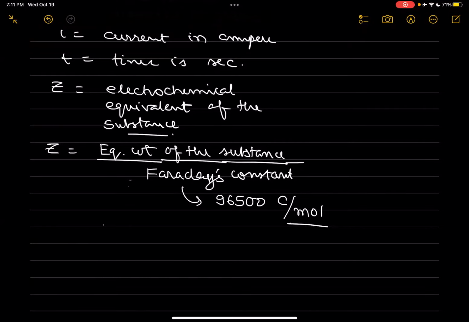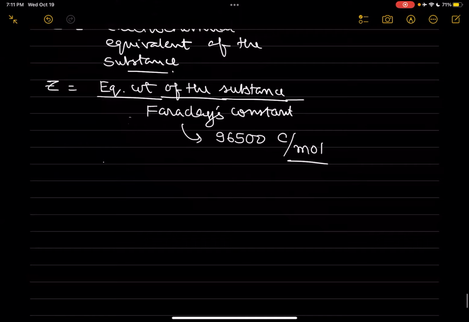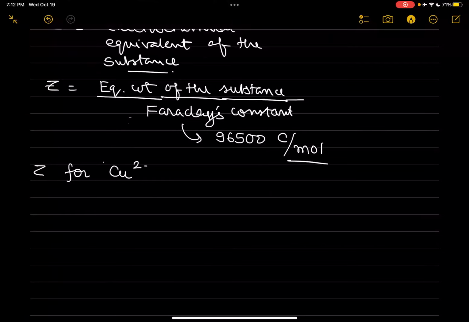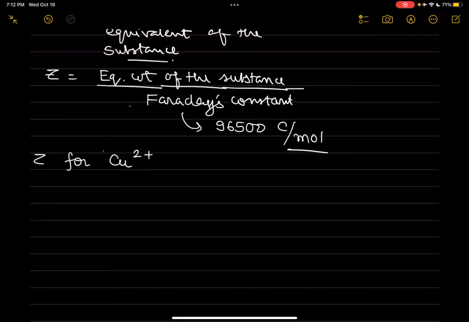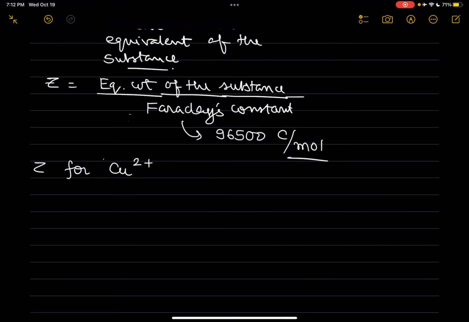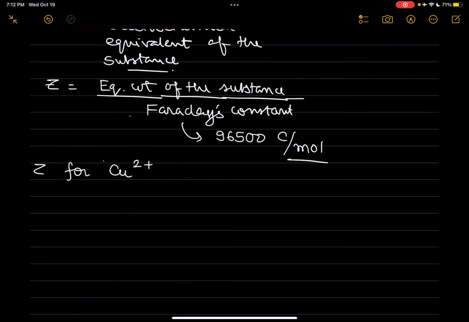So the equivalent weight of the substance which you are depositing, divided by Faraday's constant, that's going to be the Z. Okay. So let's calculate Z for copper 2 plus. Can you try? What's the Z for copper 2 plus? Just in terms of F, you can tell me.